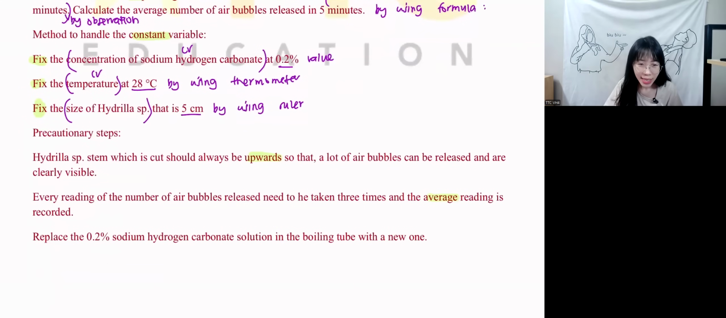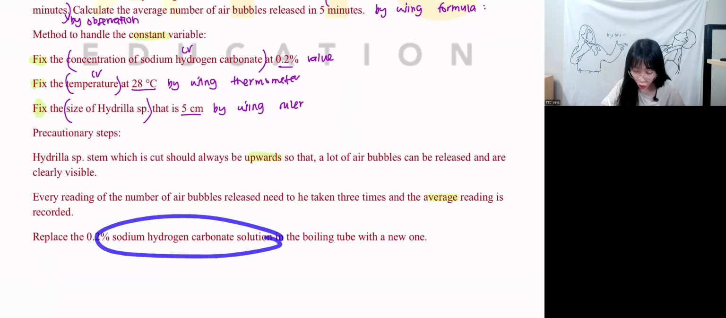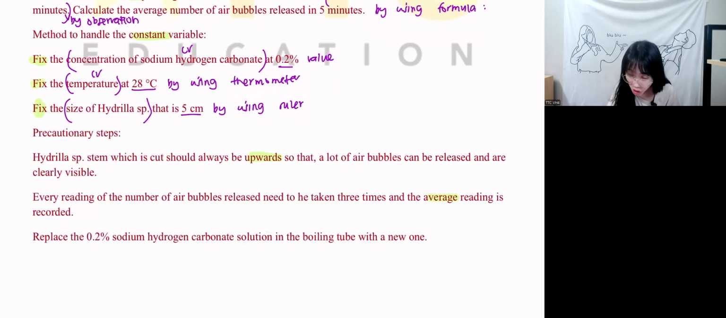And replace 0.2 sodium hydrogen carbonate solution in the boiling tube with a new one. When you are doing a new experiment, you have to replace it because your sodium hydrogen carbonate solution is the one that provides carbon dioxide. After you do 1 time already, then no more carbon dioxide. So it means your result is not accurate at the back. So you're going to replace. Your teacher should give you enough solution for you to replace. Hydrilla, I'm not too sure. Because you cut, right? Cut 4 cm, maybe it's enough also.